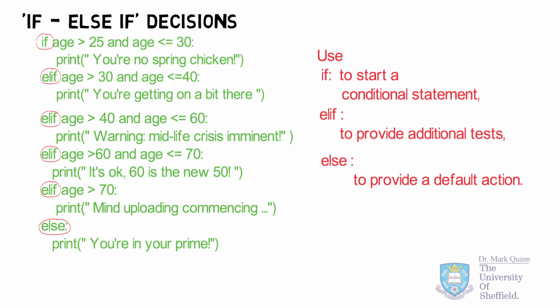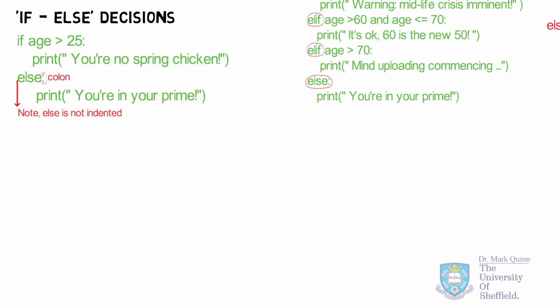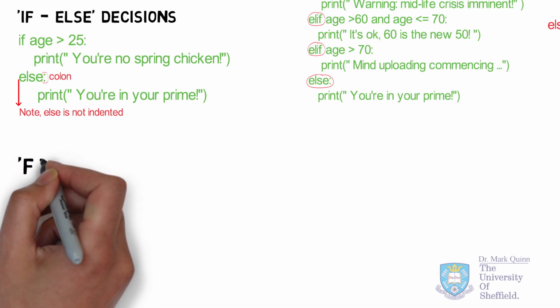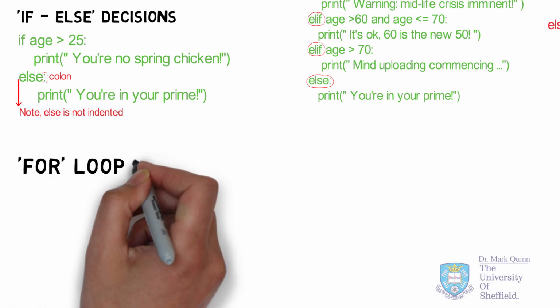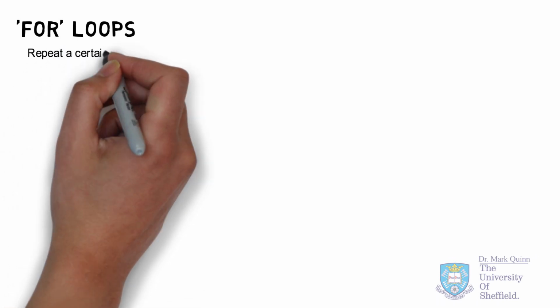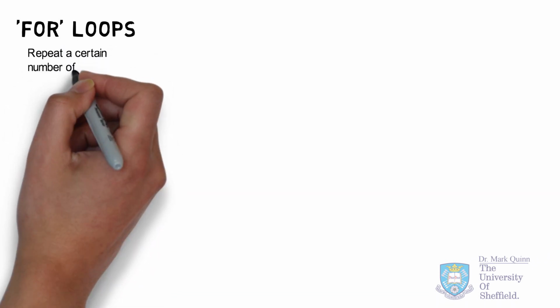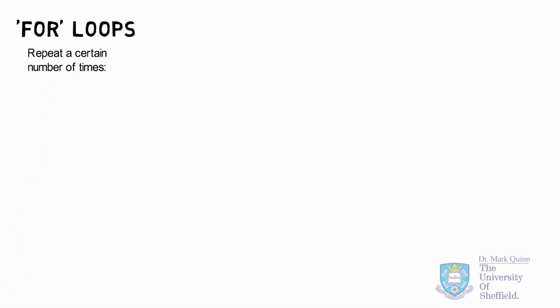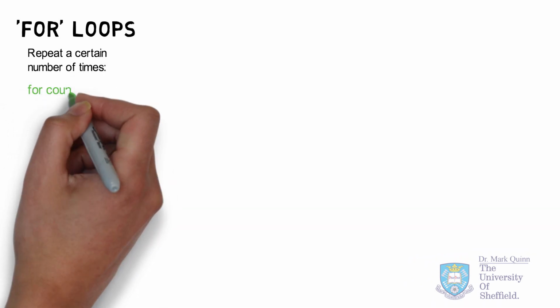The next type of loop we'll look at is called the for loop. And for loops are very, very powerful because they enable us to reiterate, that is to repeat, actions a certain number of times. And it enables us to automate many long calculations or other types of processes.